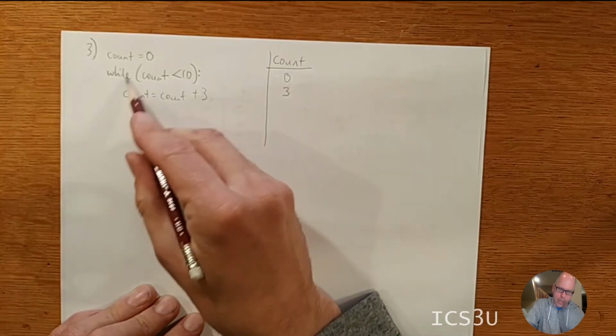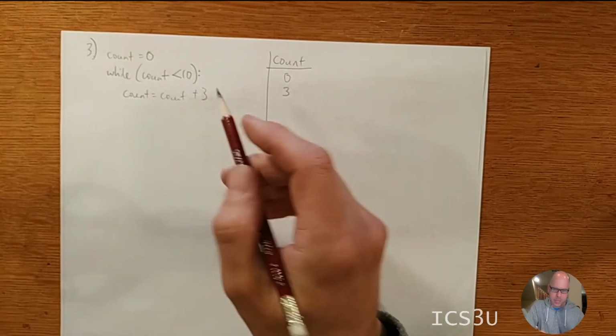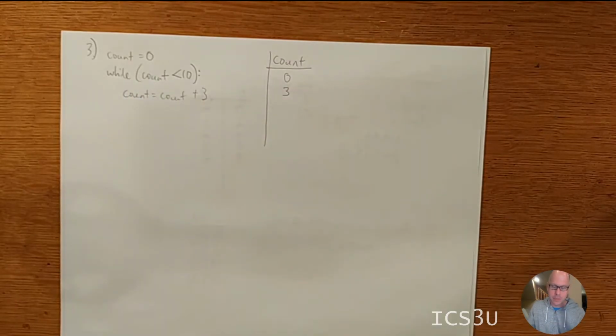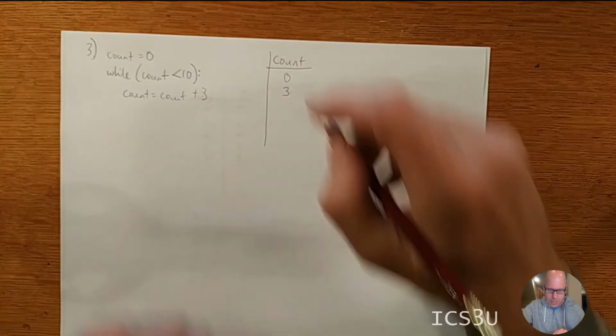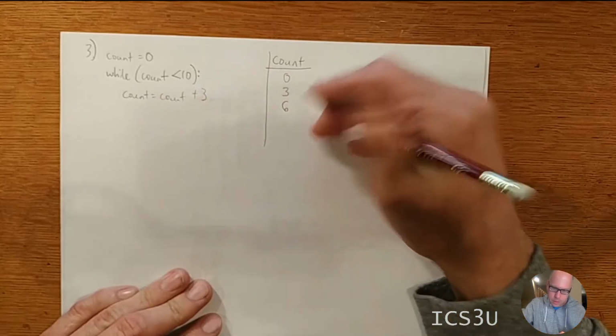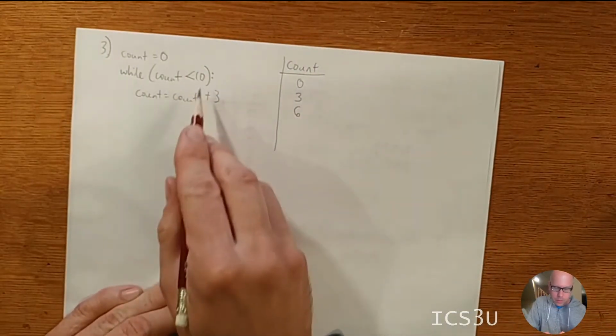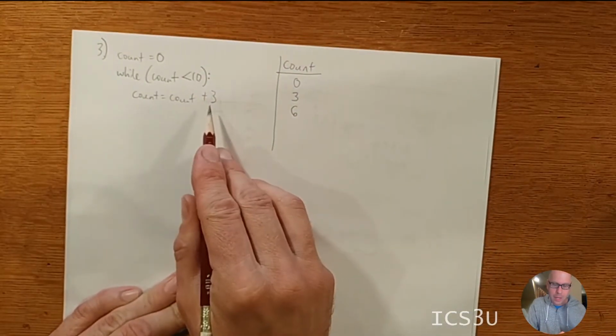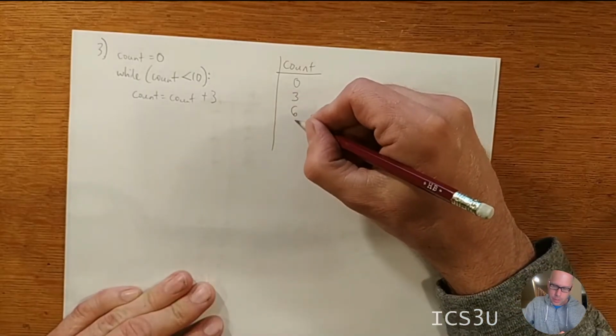Then it loops around. It checks to see if count is less than 10. Is 3 less than 10? Yes. So we can loop again, and that's going to be changed to 6. Is 6 less than 10? Yes. So it's going to loop back around and execute the loop body again. Count equals count plus 3, so now it's 9.